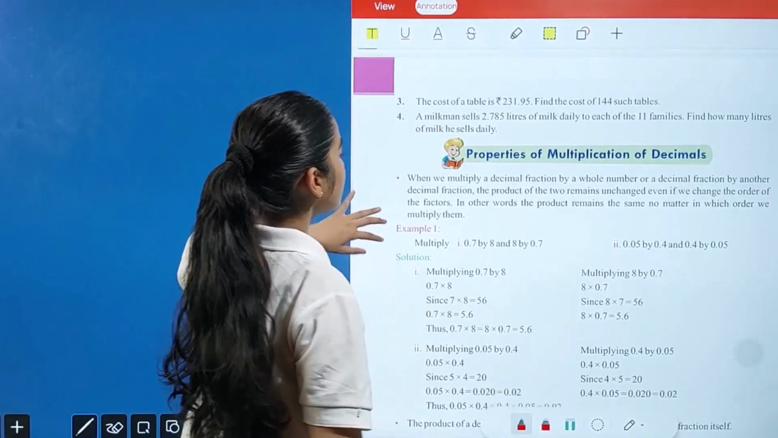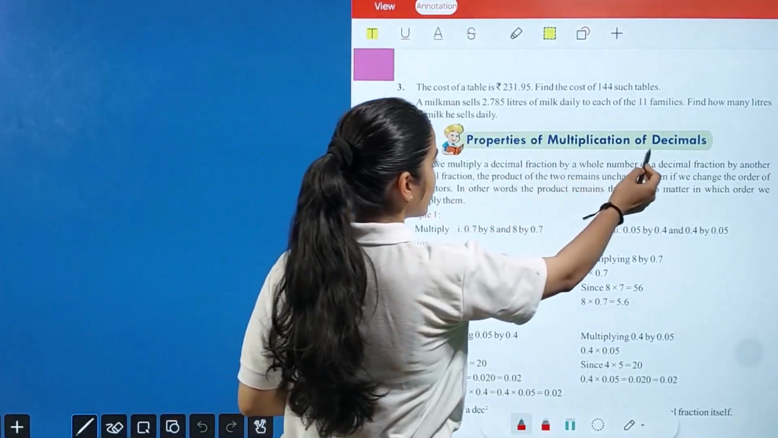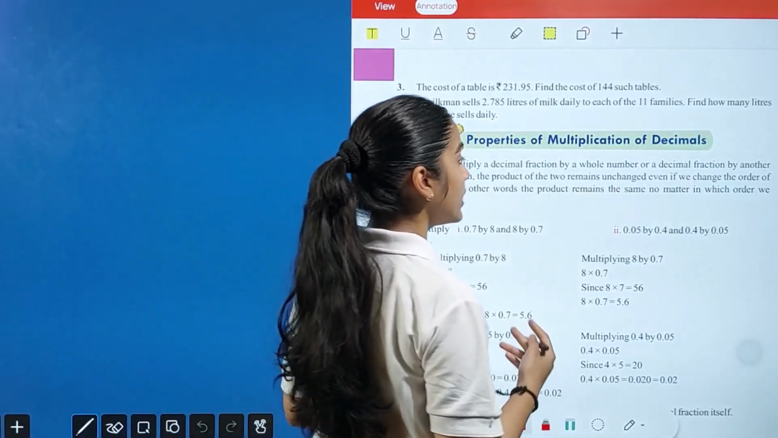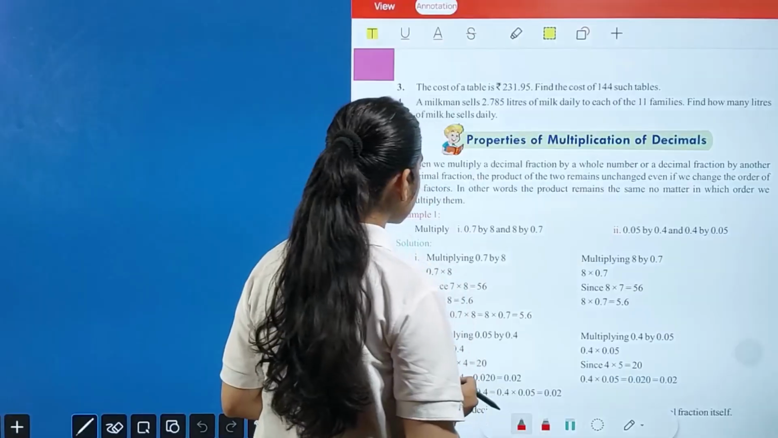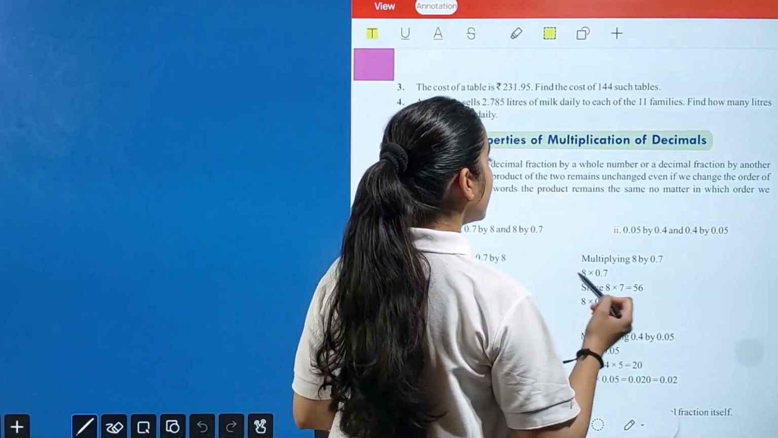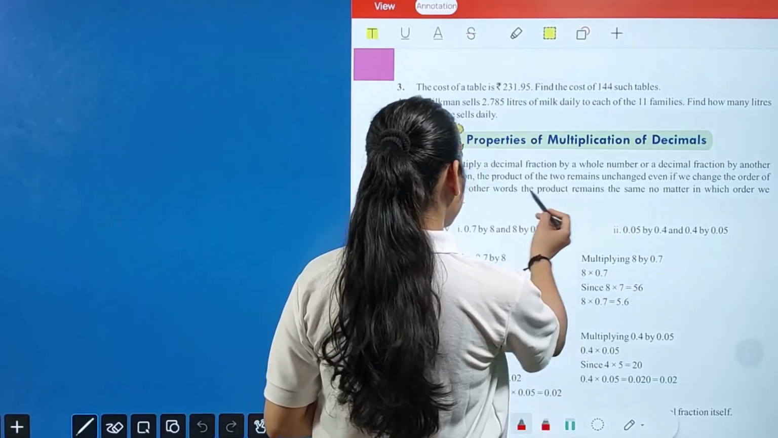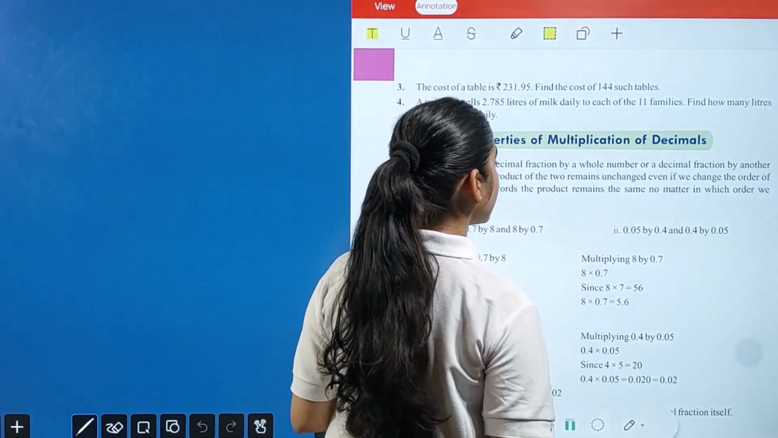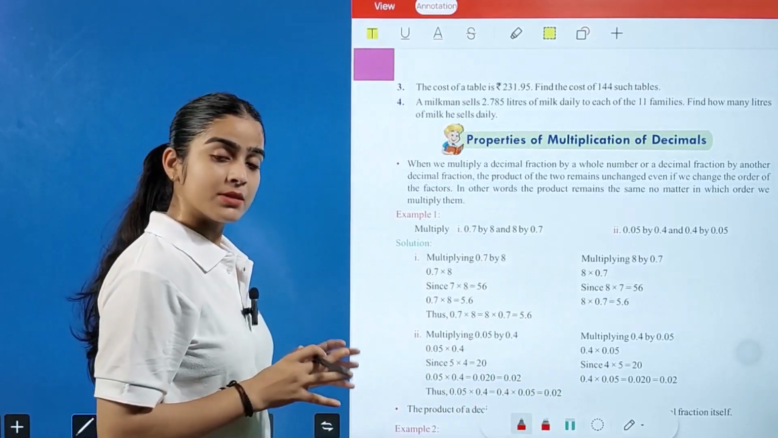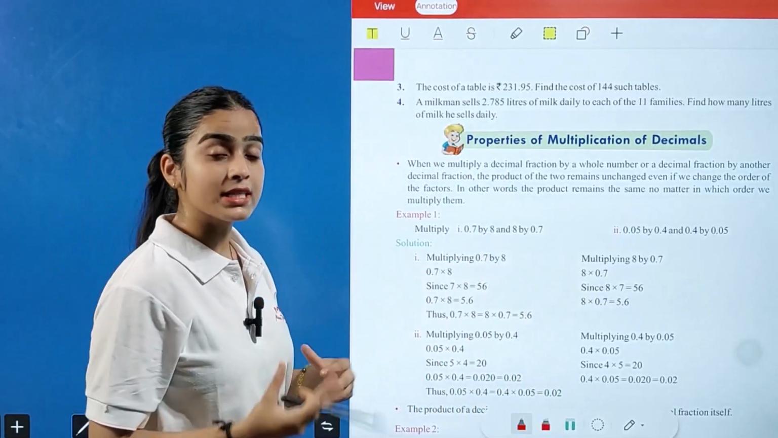So now we are going to learn about the properties of multiplication of decimals. When we multiply a decimal fraction by a whole number, or a decimal fraction by another decimal fraction, the product of the two remains unchanged even if we change the order of the factors. In other words, the product remains the same no matter in which order we multiply them. So this is your commutative property, similarly, but in this case we have decimal numbers.